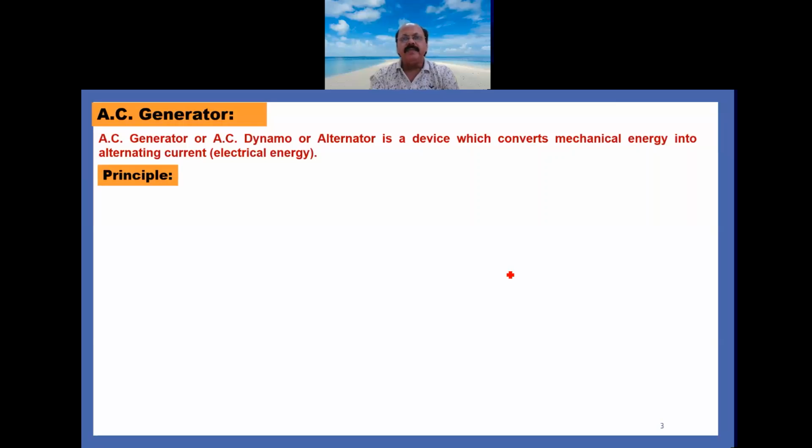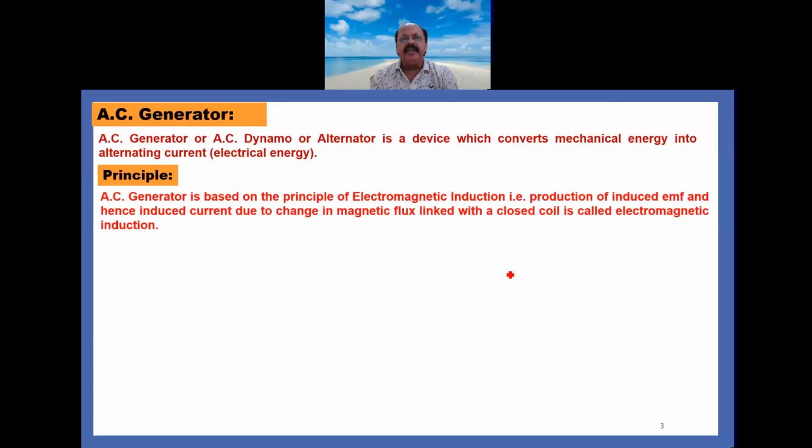Now on what principle is it working based? The AC generator is based on the principle of electromagnetic induction. That is, the production of induced EMF and hence induced current due to the change in magnetic flux linked with a closed coil is called electromagnetic induction, and the AC generator is based on this principle.